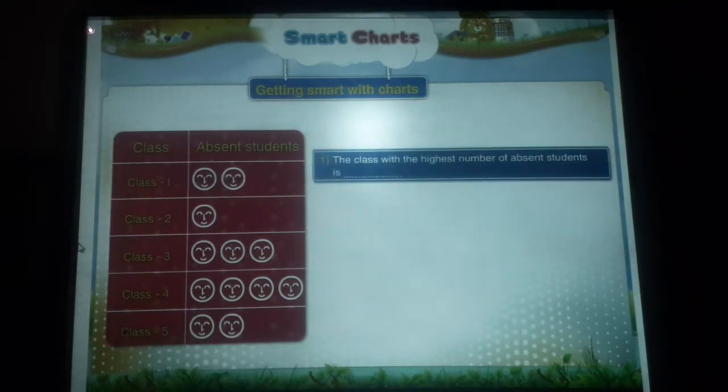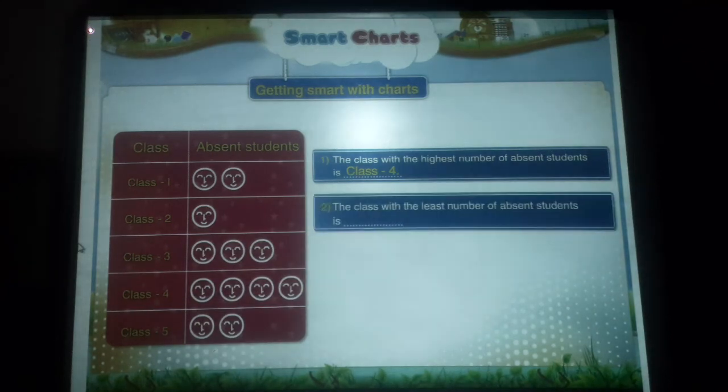1. The class with the highest number of absent students is dash. The class with the highest number of absent students is class 4. 2. The class with the least number of absent students is dash. The class with the least number of absent students is class 2.